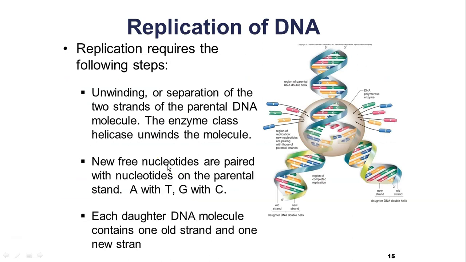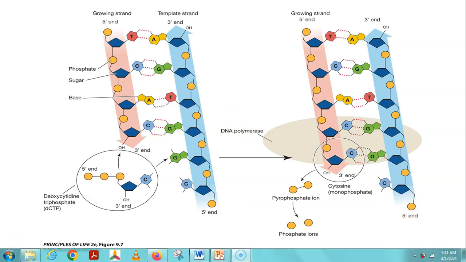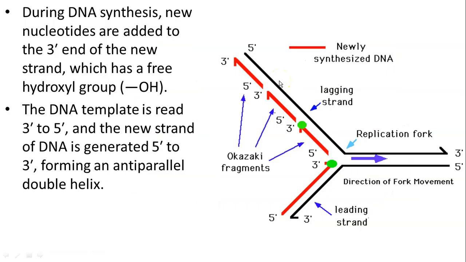Okay, so yeah, you have to unwind the DNA, separate it, add new nucleotides, all of that. So let me show you here again, 5' to 3'. The 5' end is the phosphate. So again, think about an enzyme, right? Polymerase is an enzyme. ASE means enzyme. So it has an active site, which means something has to come in correctly for it to bind. And so it reads 3' to 5'. So it reads it kind of upside down, but it builds it 5' to 3'. Okay, definitely need to know that. That's definitely a learning objective for this unit.